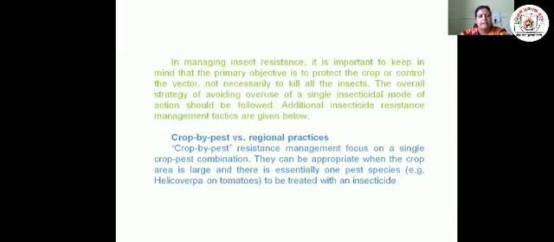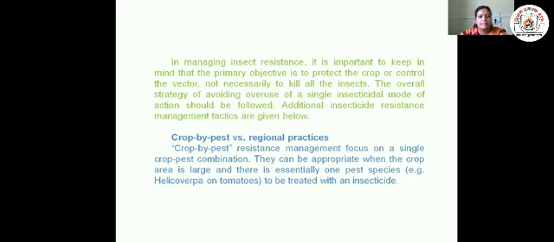In managing insect resistance, it is important to keep in mind that the primary objective is to protect the crop or to control the vector, not necessarily to kill all the insects. The overall strategy of avoiding overuse of a single insecticidal mode of action should be followed. Additional insecticide resistance management practices are given. Crop by pest versus regional practices.